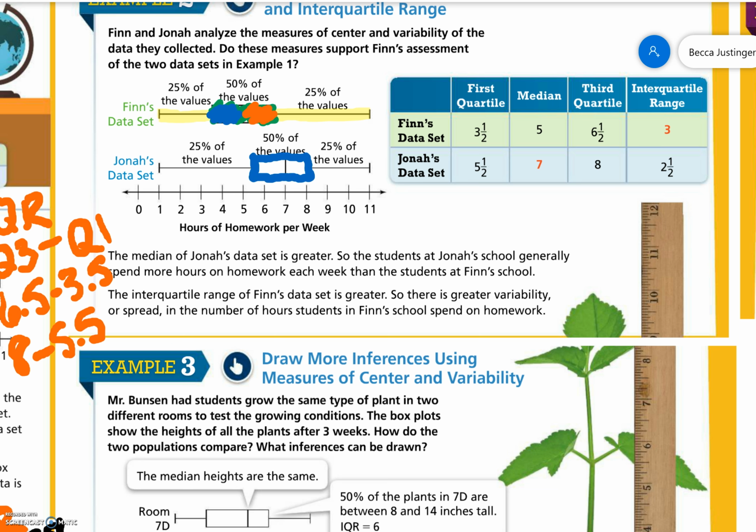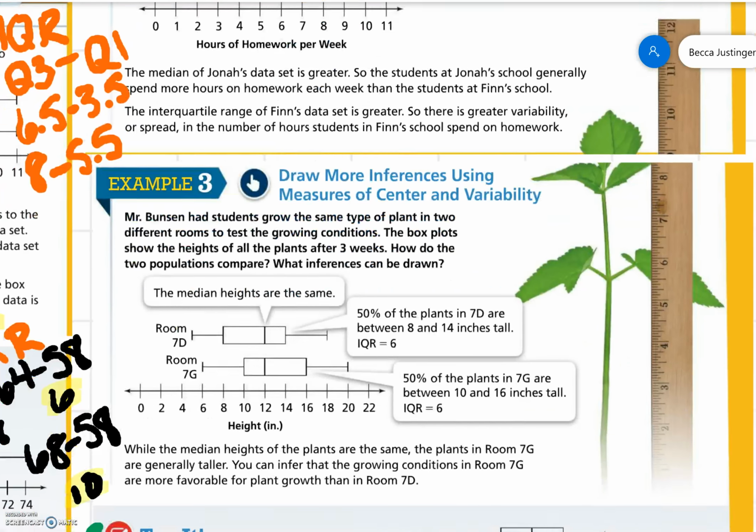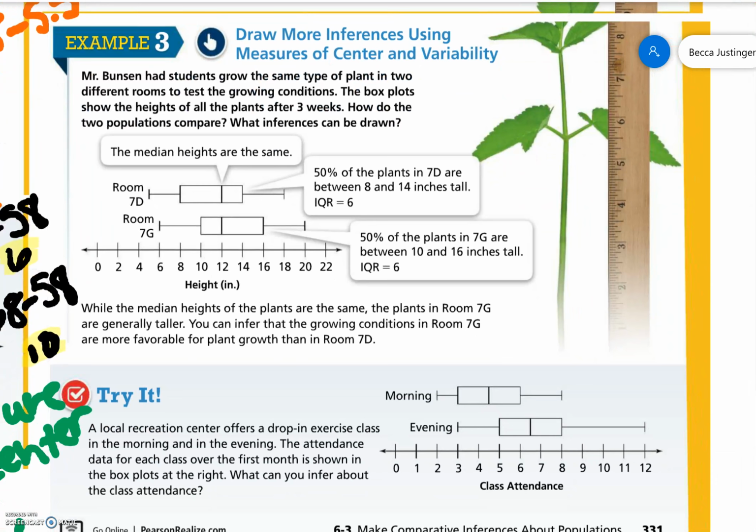Example 3, draw more inferences using measures of center and variability. Mr. Bunsen had students grow the same type of plant in 2 different rooms to test the growing conditions. The box plots show the heights of all the plants after 3 weeks. How do the 2 populations compare? What inferences can be drawn? So looking at box plots, you want to look at the median, and you want to look at the interquartile range. The median heights of the plants are the same.